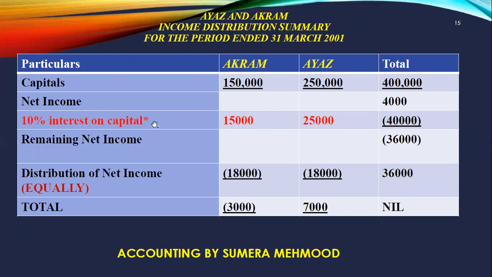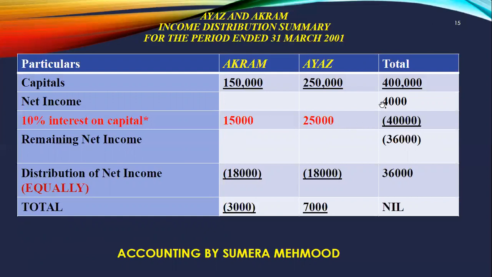You have to show working. 150,000 multiplied by 10 divided by 100. You have to apply this on these capitals. Okay? And you get the values of interest on capital for Akram and Ayaz. After that, there is no other adjustment, so you have to add these two values. No need for the vertical calculation. There is no other value over here, so write it just as a horizontal calculation. 15,000 plus 25,000 is equal to 40,000.